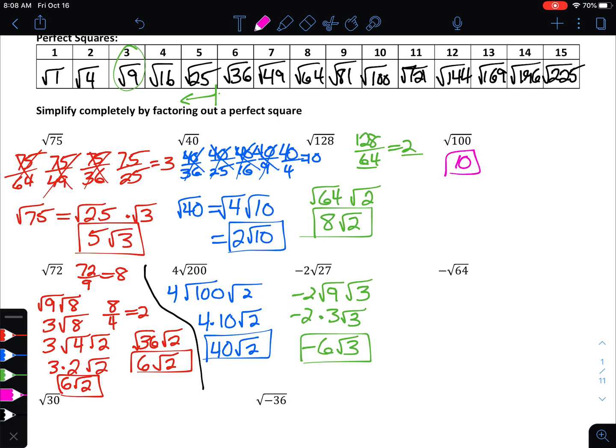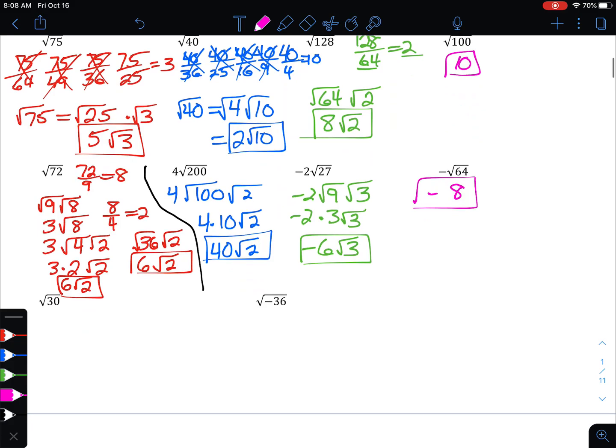All right. For negative square root of 64, here's what you're going to need to do. Square root of 64 is actually a perfect square. Square root of 64 is 8. Because there's a negative in front, that just means put a negative in front of the 8 and you're done. So when a negative is in front of a square root sign, that just means take whatever your square root was and change it to being a negative number.